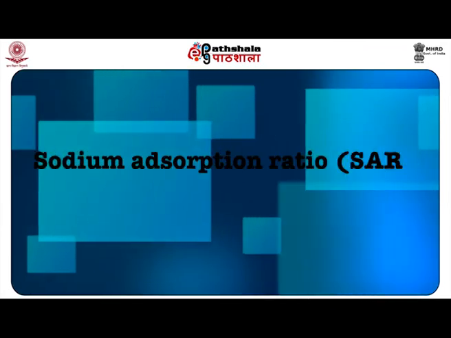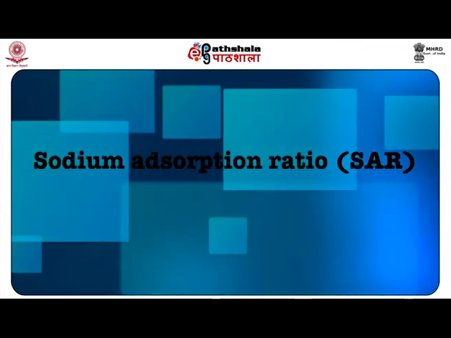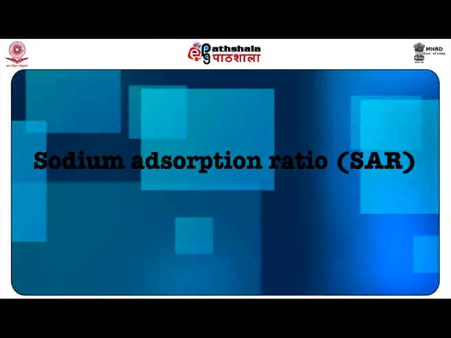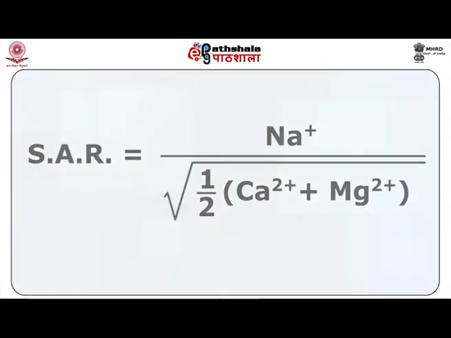Let us now consider a term known as sodium absorption ratio or the SAR. It is a measure of suitability of water for use in agricultural irrigation as determined by the concentration of solids dissolved in water. The formula for calculating sodium absorption ratio is SAR equals sodium ion concentration divided by the square root of half of the sum of calcium plus magnesium concentrations.